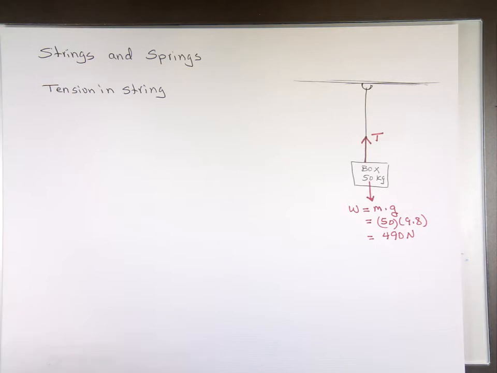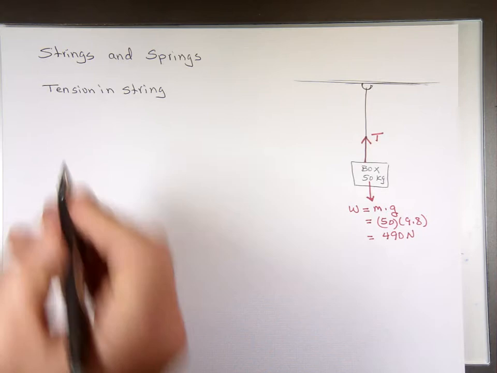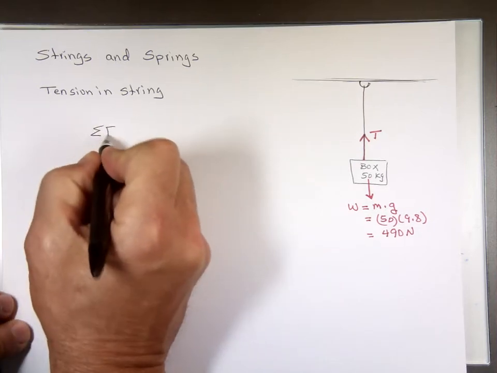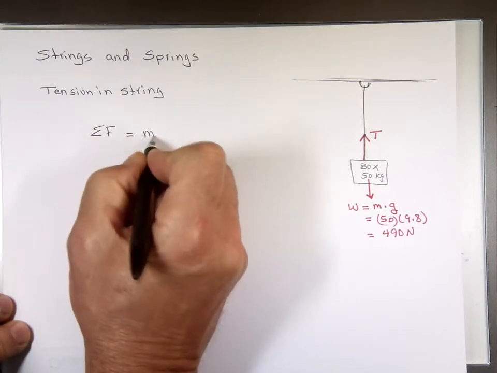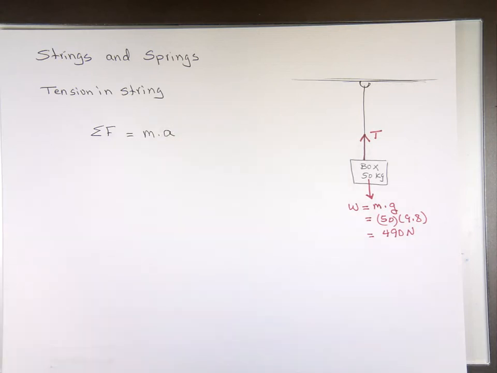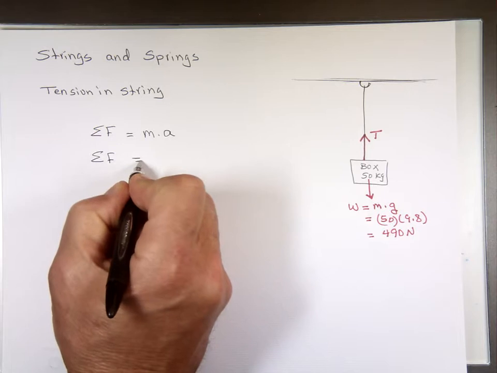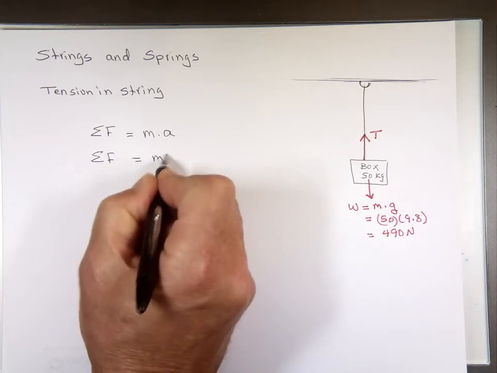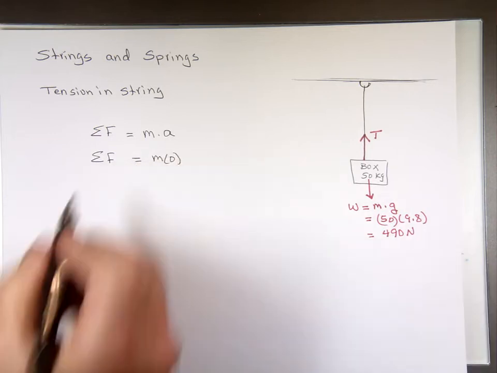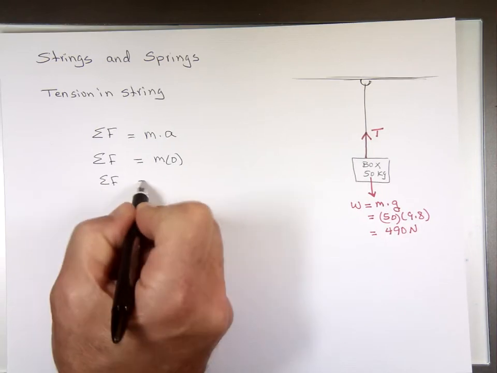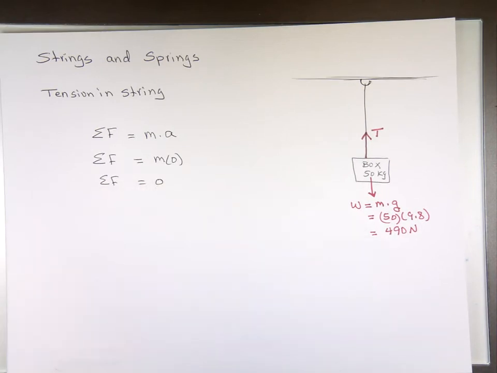If the object is not moving, if you think about it, your velocity is zero, your acceleration is zero. Well, if the acceleration is zero, Newton's second law says what? The net force equals mass times acceleration. And if your acceleration is zero, it says the net force will have to be the mass times zero. It doesn't matter how heavy the object is. The net force is zero.